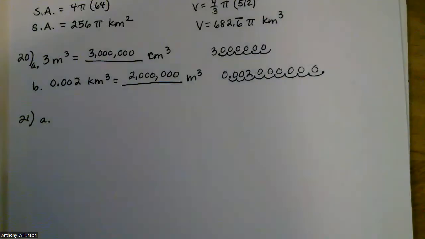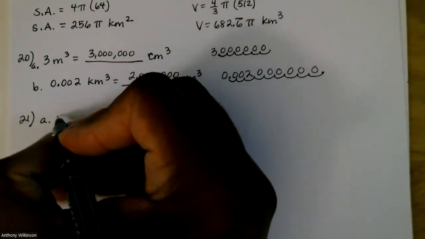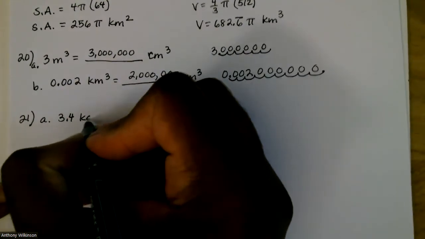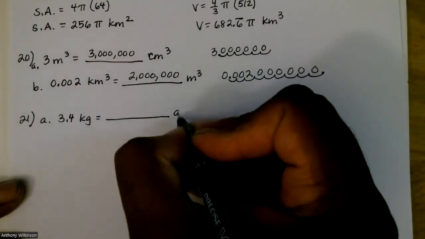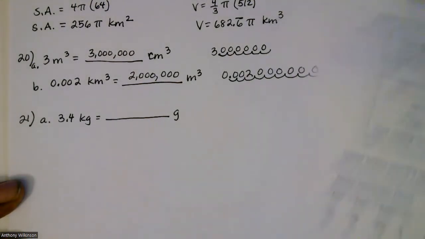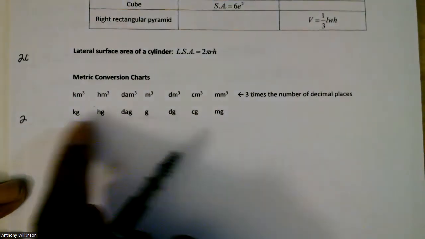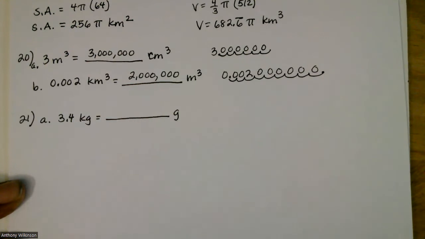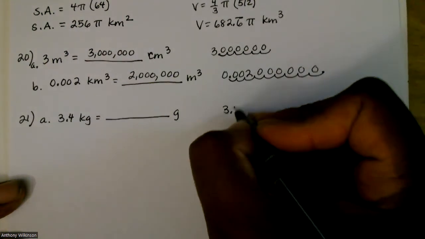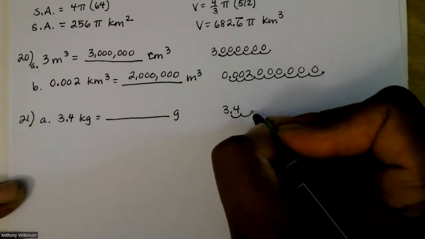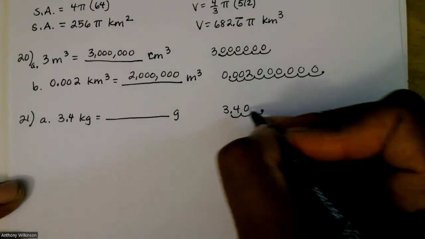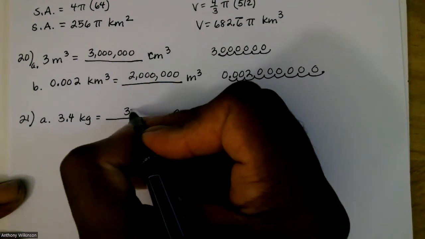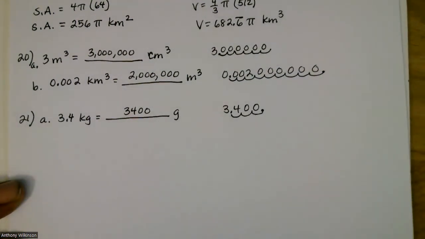We're dealing with mass here. 3.4 kilograms is equal to how many grams? So this is part A, 3.4 kilograms. We're going from kilograms to grams, so I have to move 1, 2, 3 places to the right. In 3.4, I need to move this decimal point 3 places to the right. I need 2 zeros here. So 3.4 kilograms is equivalent to 3,400 grams.